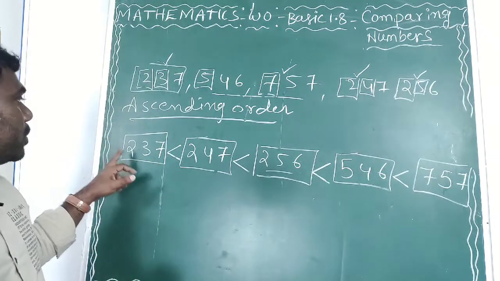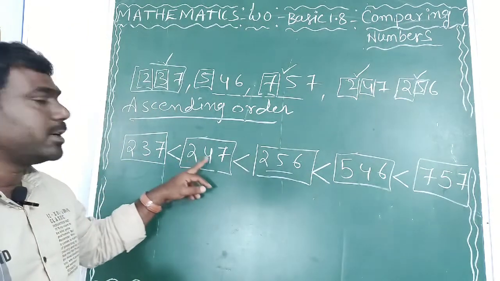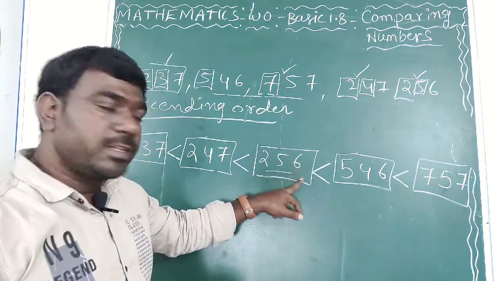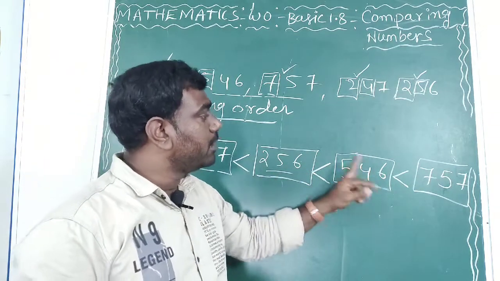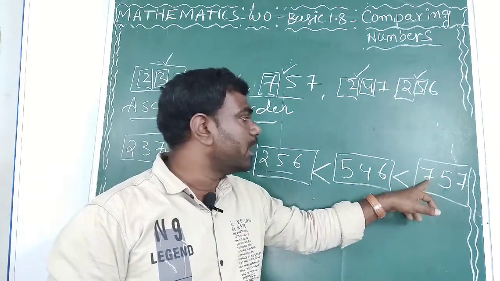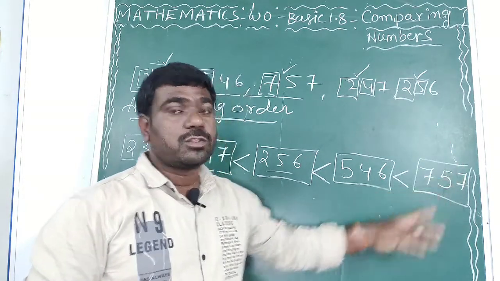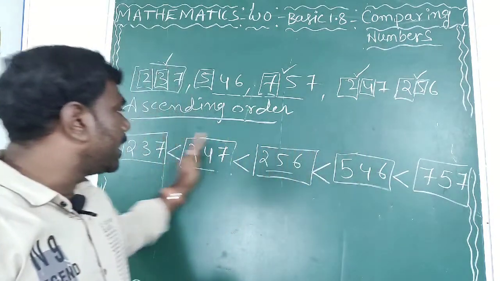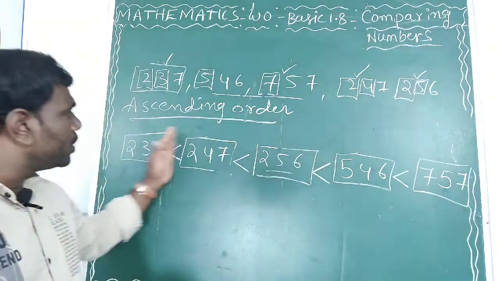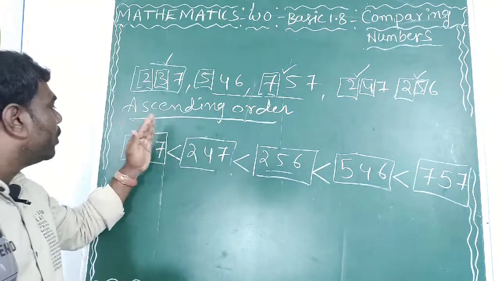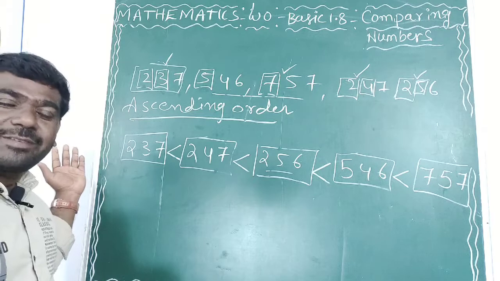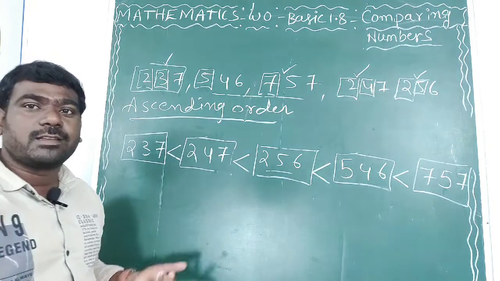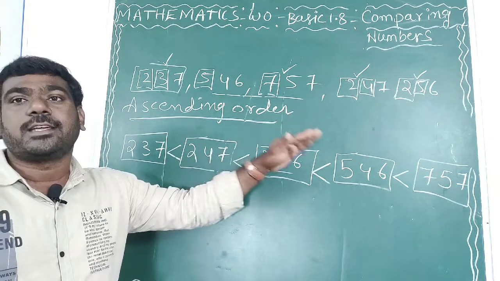How to compare? See, 237 is lesser than 247. 247 is lesser than 256. 256 is lesser than 546. 546 is lesser than 756. So compared to this number, all of these are lesser. Compared to this number, these 3 are lesser. Compared to this number, these 2 are lesser. Compared to this one number, only one number is lesser. Compared to this number, there is no previous number. We can consider it as a 0. It is called ascending order.